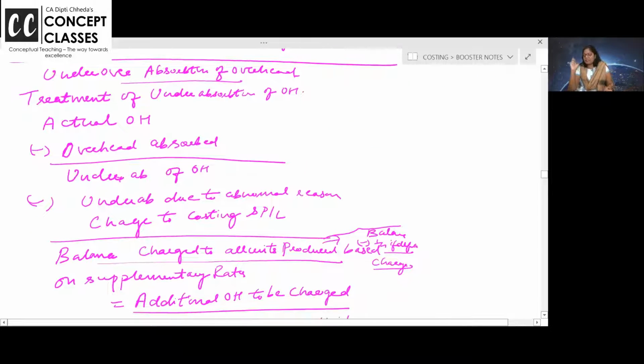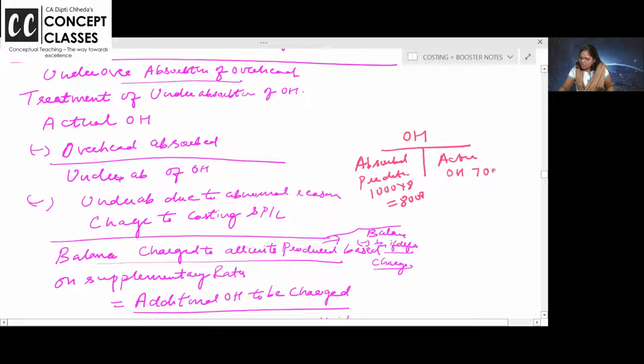Now, very important question, that if the overhead is under absorbed and over absorbed, how will you treat it? Okay? I'll share the flowchart also. But first thing, listen. Do you know overhead are absorbed at a predetermined rate? Overhead are absorbed at a predetermined rate. Factory overhead is 8 per unit. So 1000 units into 8 per unit, 8000. But actual factory overhead incurred, which I am charging, is 7000. Overhead is absorbed at a predetermined rate, 8000. But actual overhead incurred is 7000.